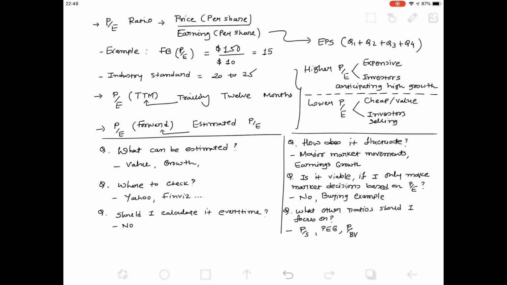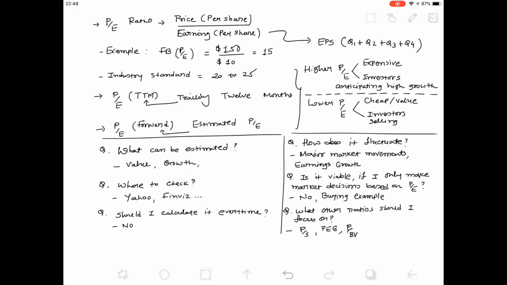Hello guys, welcome, and today's discussion topic is PE ratio. So today you're going to learn everything related to PE ratio. What is a PE ratio? How to calculate PE ratio? What is PETTM? What is PE forward? And day-to-day questions you are going to face when you start using PE ratio.